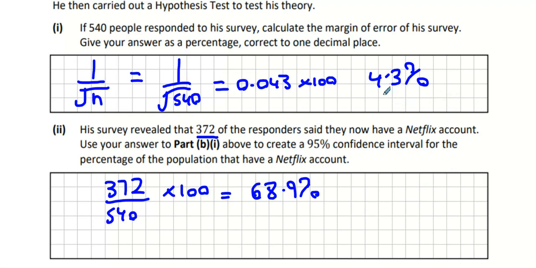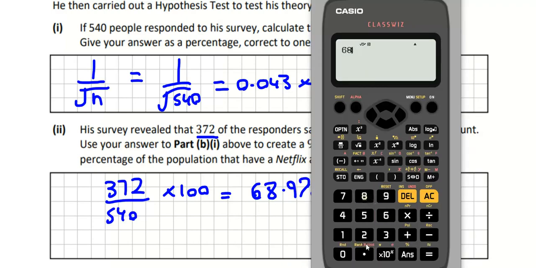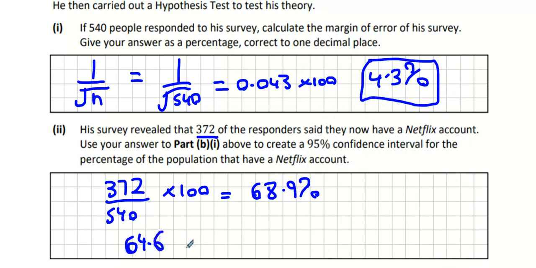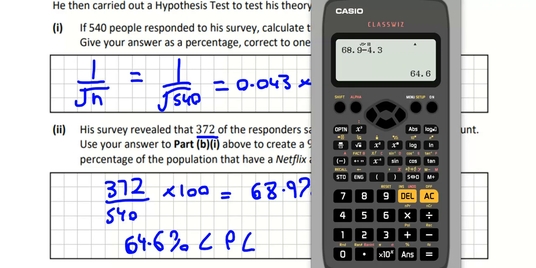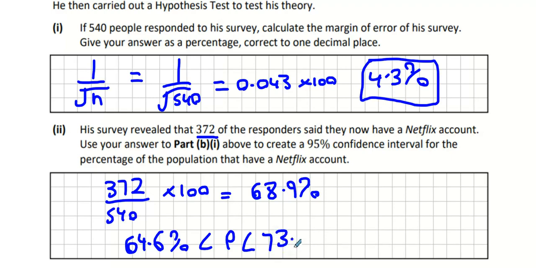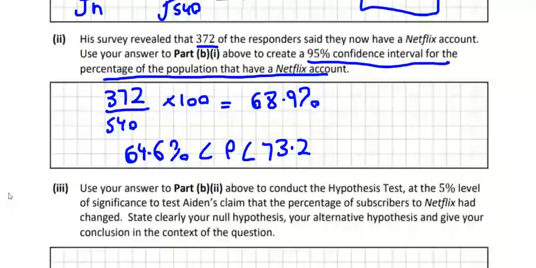Okay. Now, because there's an error in this survey, an error of 4.3%, what we can then say is that 68.9 minus 4.3, which is 64.6, so 64.6% is less than P, and that in turn is less than your 68.9 plus 4.3. You have to add and take away the margin of error, and you get 73.2. And that is our 95% confidence interval for the percentage of the population watching Netflix.